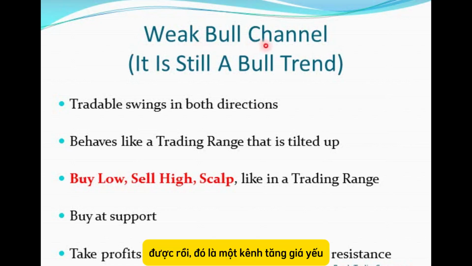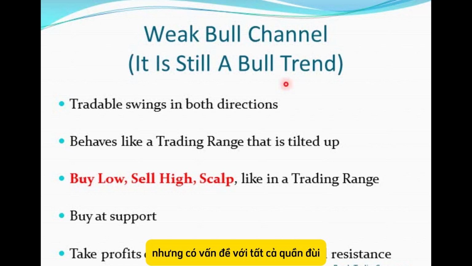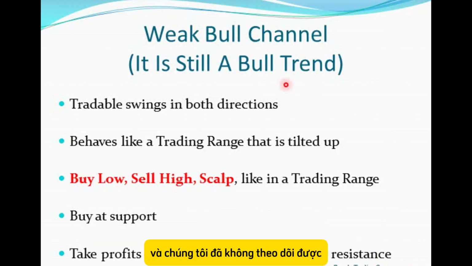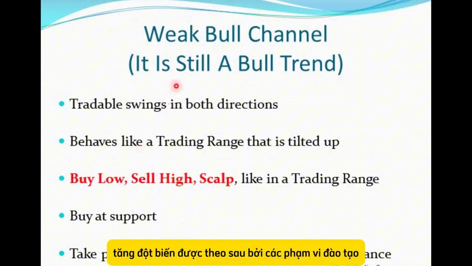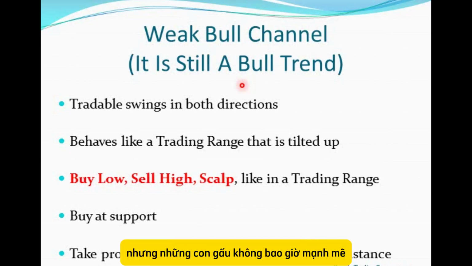Okay, it's a weak bull channel. It appeared that it was going to have swings that were big enough to trade in both directions, but there were problems with all of the shorts. They just weren't good enough to take, except that last one. And we did not get a big bear entry bar, and we did not get follow through, so it was not a very good sell setup. Most of the bull spikes were followed by trading ranges, so lots of two-sided trading, but the bears were never strong enough to push the market down very far.